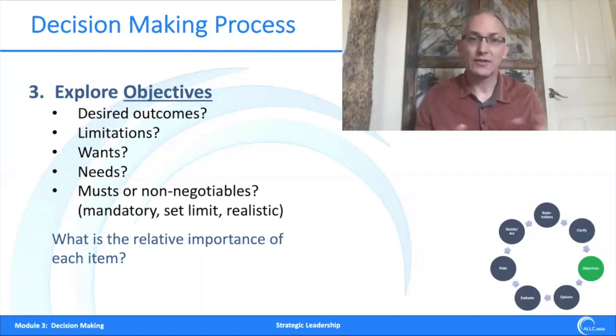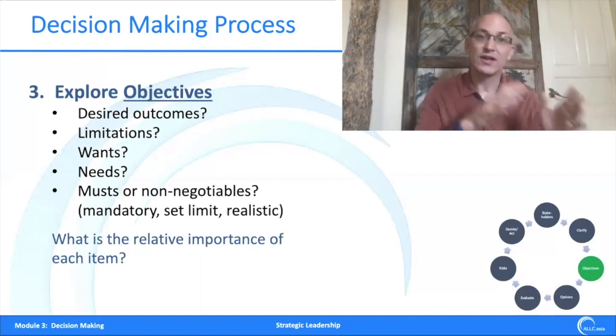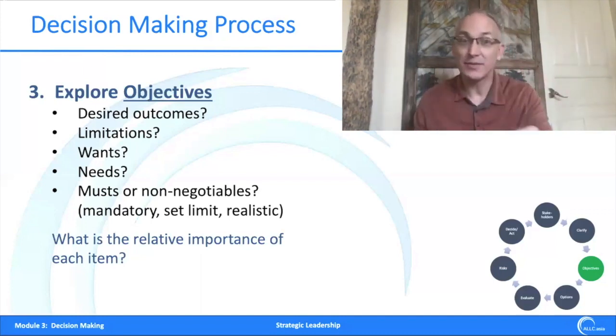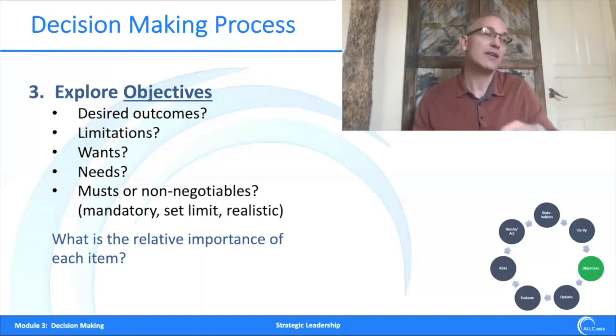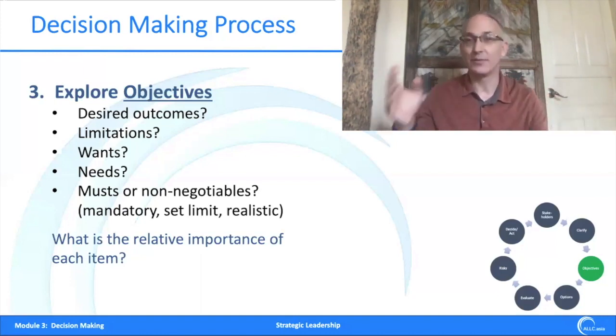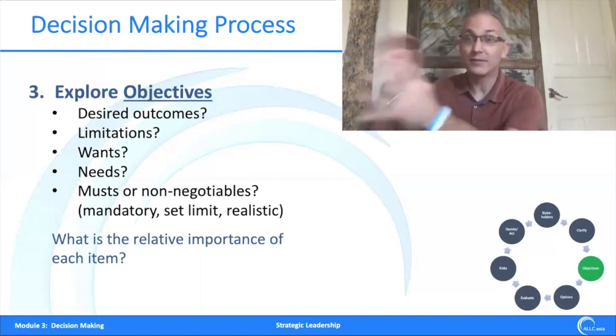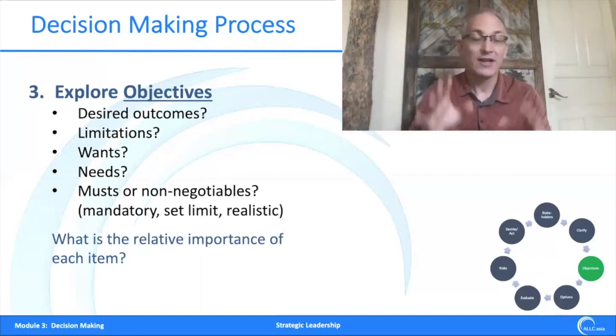And we also need to think about the relative importance of each of our objectives, because some of them are going to be more important than others. Maybe it's important that it's pretty, but it's not that important. Or maybe that's the most important thing, is that it's pretty, right? What are the relative importance of each of your objectives?